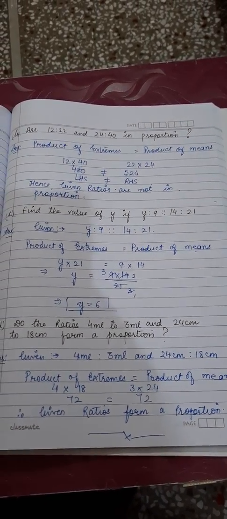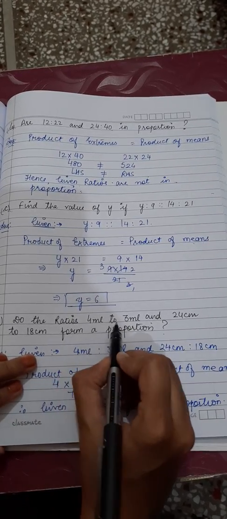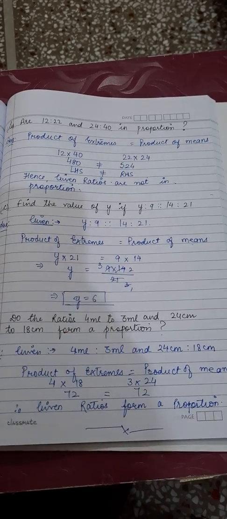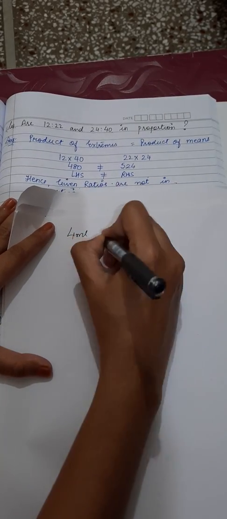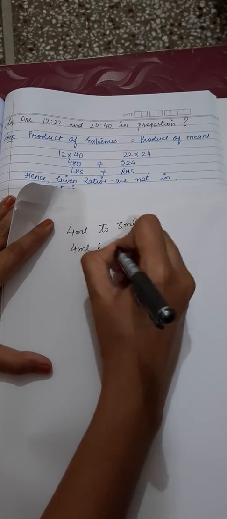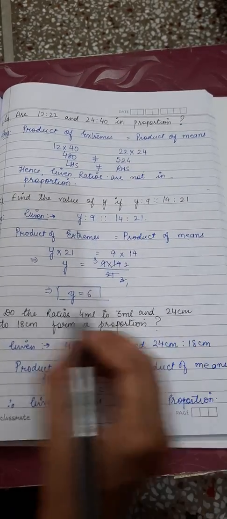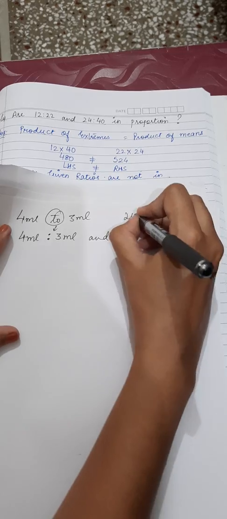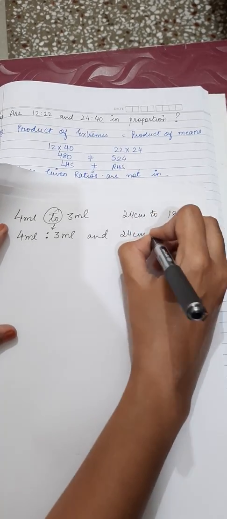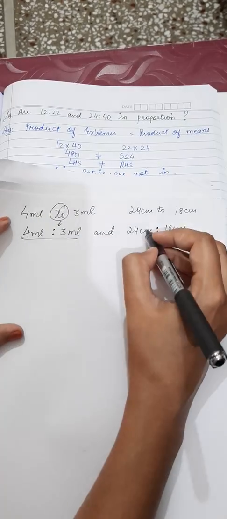Question number 4 D part. Now they are asking whether the ratios 4 ml to 3 ml and 24 centimeters to 18 centimeters are in proportion. Now what is the meaning of this? 4 ml to 3 ml means 4 ml is to 3 ml. This "to" means ratio sign. And 24 centimeters to 18 centimeters means 24 centimeters ratio 18 centimeters.